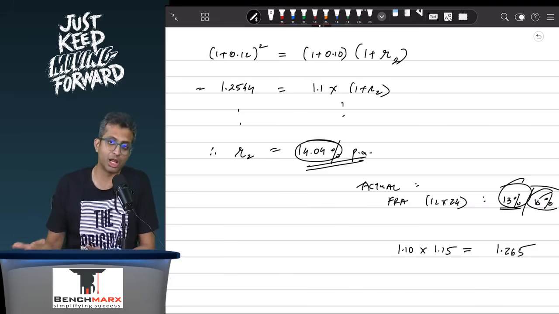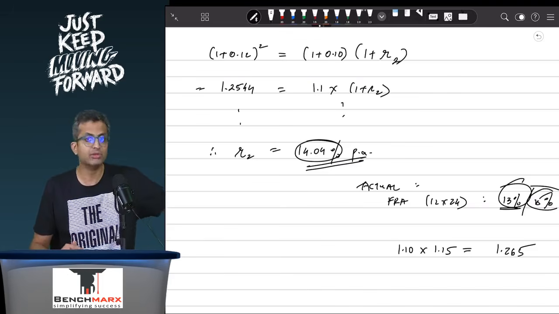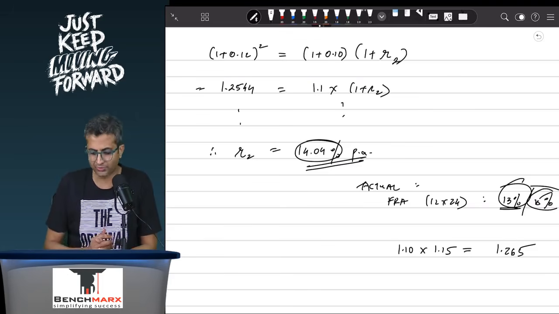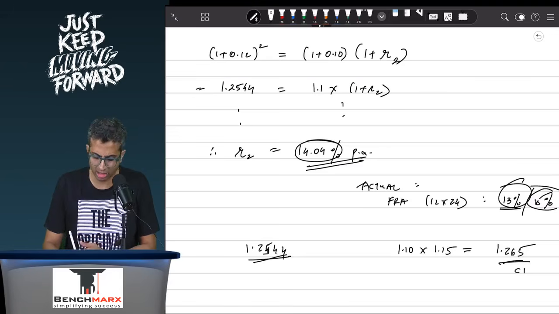So I will be sitting at, for example, 1.265 after 2 years. But if I'm an arbitrager, I don't have money. So I can borrow at the rate of 12% for 2 years, in which case my cash outflow after 2 years on the borrowing will be around 1.2544. And as a result, I will still make money because my cash inflow on depositing it for 1 year and then rolling it over for another 1 year is greater than the cash outflow.